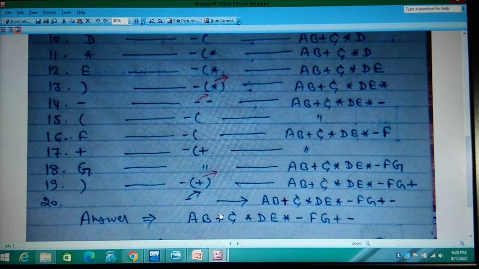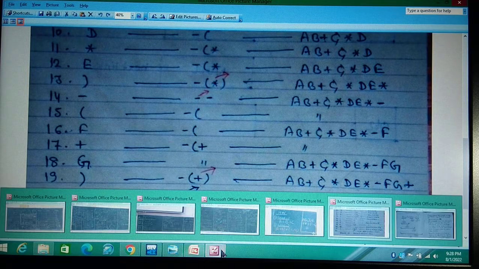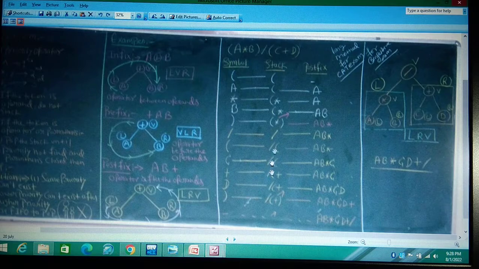I think that you understand how to solve the problems whenever the teacher asks you. There are multiple questions we have solved, and this question also we have explained in our class: A star B divide C plus D. Now the question is what this tree is. I will explain the tree also, as we already explained in the classroom. You can see that this is A star B divide C plus D.